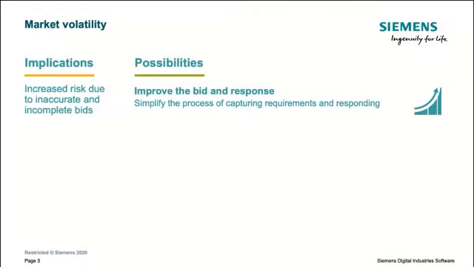So when looking at each of these four, starting with market volatility, what is the implication? One of the implications is an increased risk due to inaccurate and incomplete bids. So the tendering process is a key aspect here. Therefore, this process needs to be improved by simplifying the capturing of the customer's requirements and responding to them in an optimal and timely manner.